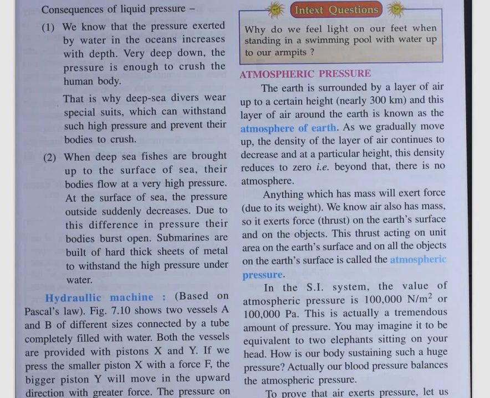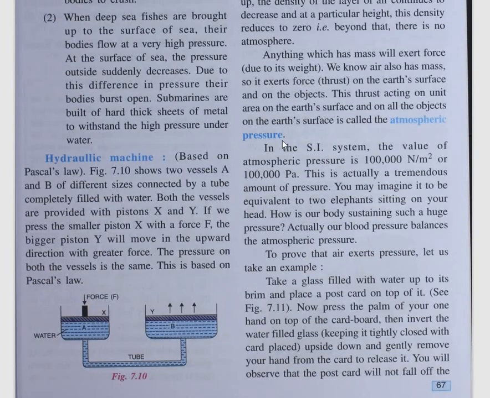Anything which has mass will exert force. Of course, we know anything having mass will exert force. We know air also has mass, so it exerts force on the Earth's surface and on other objects as well. The thrust acting on a unit area of the Earth's surface and on all the objects on it is called atmospheric pressure. In the SI system, the value of atmospheric pressure is about a million newton per meter squared, or a million pascals.